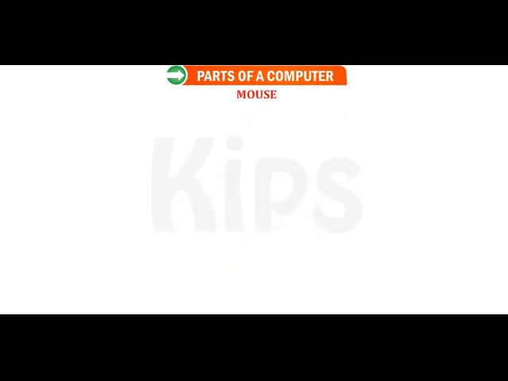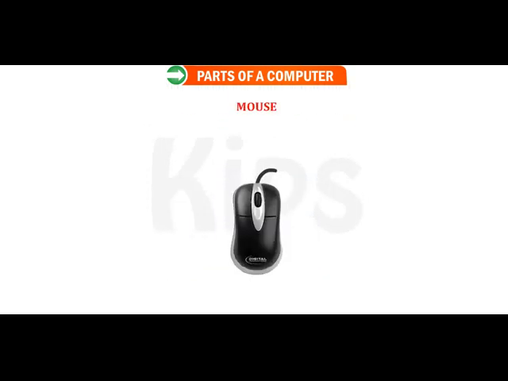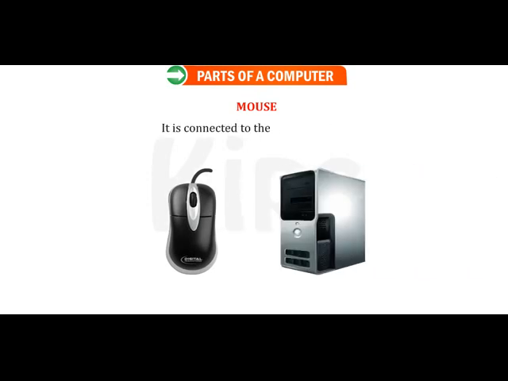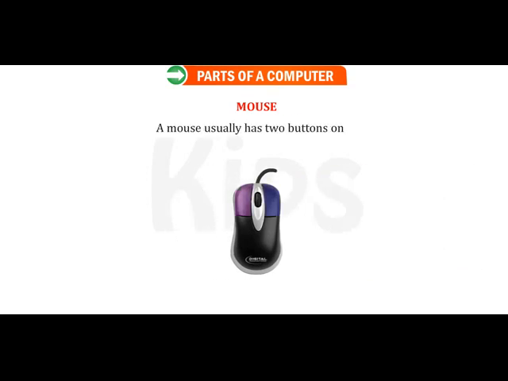Alright, now we shall discuss about mouse. A mouse is a pointing device. It is connected to the CPU by a cable. A mouse usually has two buttons on it.